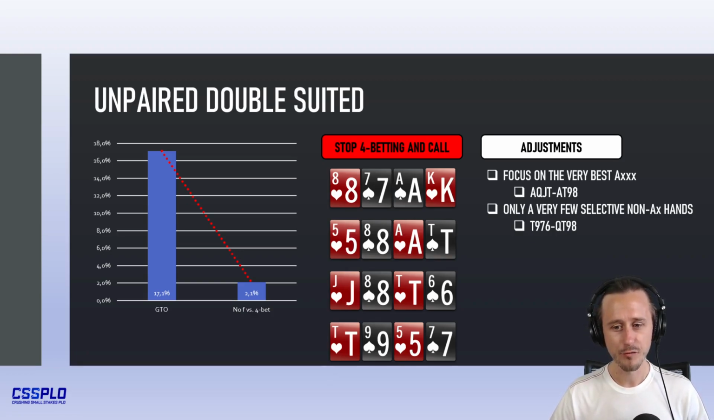Only a very few selective non-ace-x hands here are 4-betting. So if you have a double suited rundown without an ace blocker, then focus on only the very best ones with 1 gap or no gap, like 10-9-7-6 double suited up until queen 10-9-8 double suited. These hands are fine 4-bets, but don't 4-bet these trashy hands with 3, 4, 5 gaps in there. Just stop doing that and play a call strategy there. So I think the big takeaway here is that we should be more careful with our 4-bet bluffing range for sure.